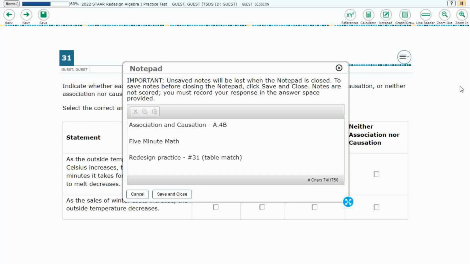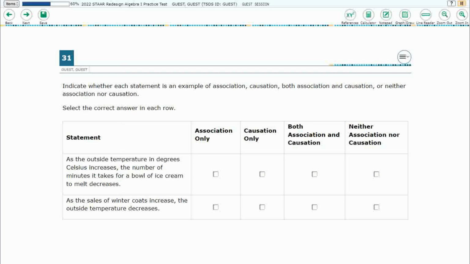Today we are looking at the Algebra 1 concept of association and causation. This is standard A.4B in the great state of Texas, and we are using item number 31, which is a new item type called Table Match of the Redesign Practice Online STAAR Test. If you haven't done so already, please go ahead and take a moment to pause the video, work this problem out on your own, unpause it, and we will look at our answers together.